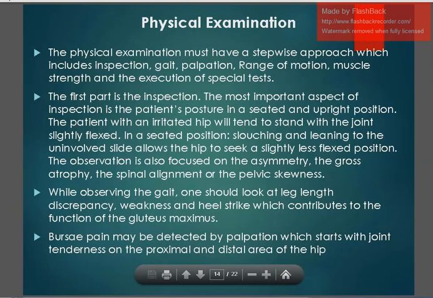This observation also focuses on asymmetry, gross atrophy, spinal alignment, or pelvic alignment. While observing the gait, we should look at the leg length discrepancy. If there is any limb length discrepancy, shortening or lengthening, there may be weakness. Also we should see the heel strike, which contributes to the function of the gluteus maximus. Bursa pain may be detected by palpation, which starts with joint tenderness on the proximal and the distal area of the hip.